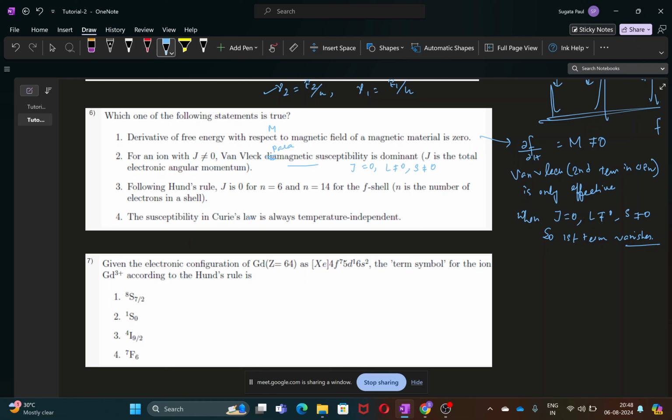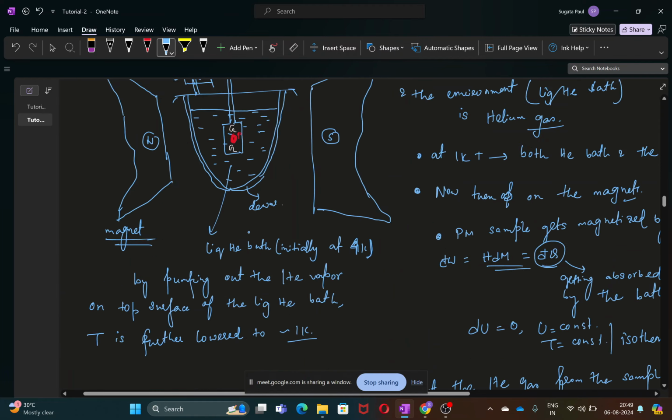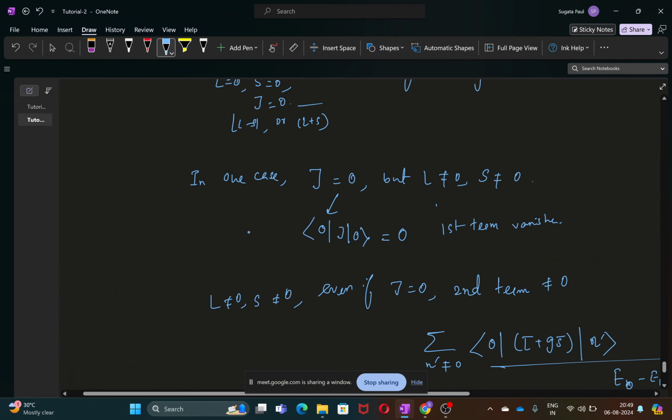It says that the susceptibility in Curie's law is always temperature independent. This is obviously false, because you know that the basic Curie law says that chi is C by T, where C is the Curie constant and T is the temperature. So the Curie susceptibility is inversely proportional to temperature, but option number 4 says that it is temperature independent. So this is false, this is false, and this is false. So most obviously option number 3 will be the only true option. But for a consistency check, we will also calculate whether it is really coming as J equal to 0 or not. So let us go to the blank page.